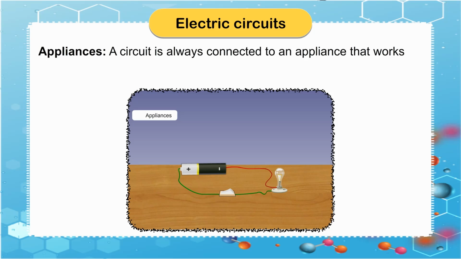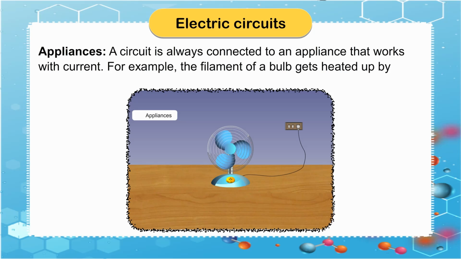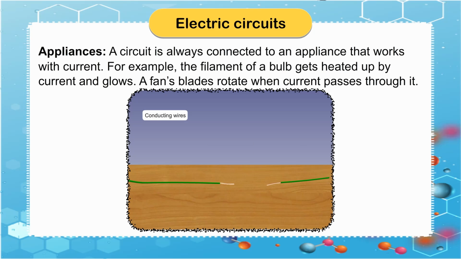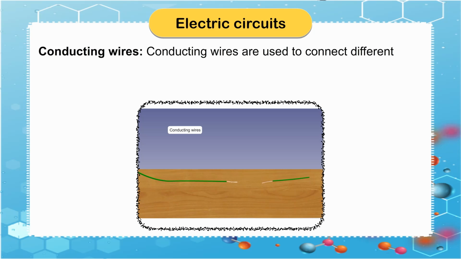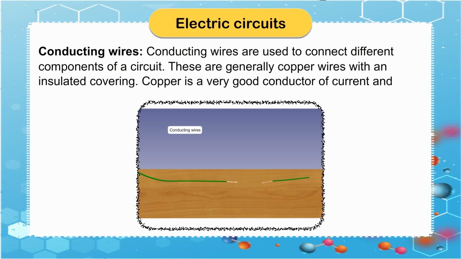Appliances. A circuit is always connected to an appliance that works with current. For example, the filament of a bulb gets heated up by current and glows. A fan's blades rotate when current passes through it. Conducting wires. Conducting wires are used to connect different components of a circuit. These are generally copper wires with an insulated covering. Copper is a very good conductor of current and hence is used for this purpose.